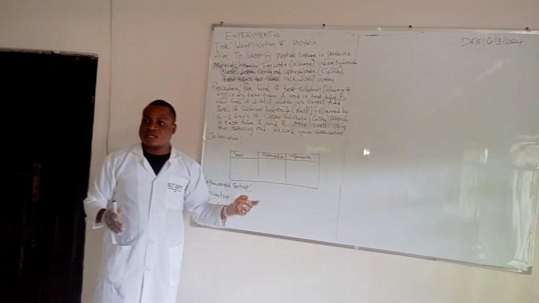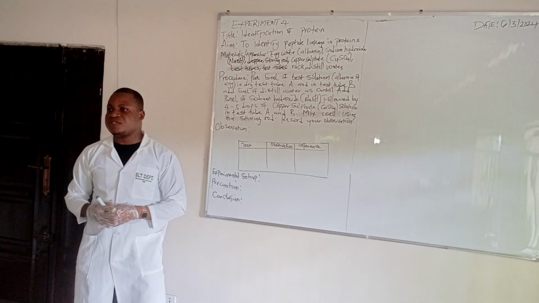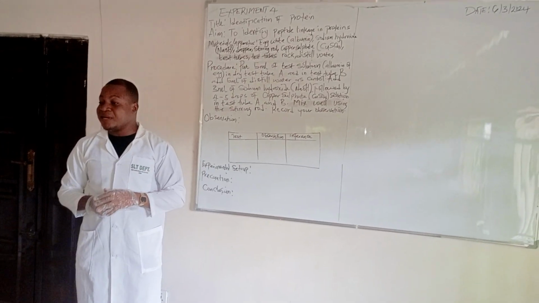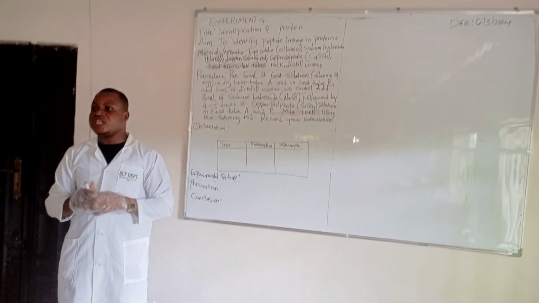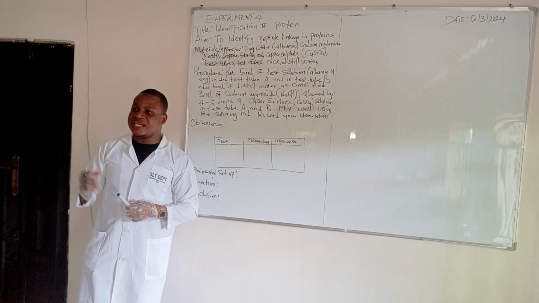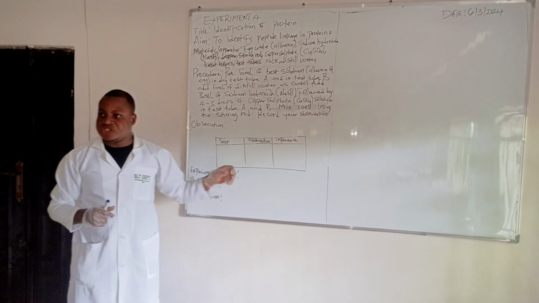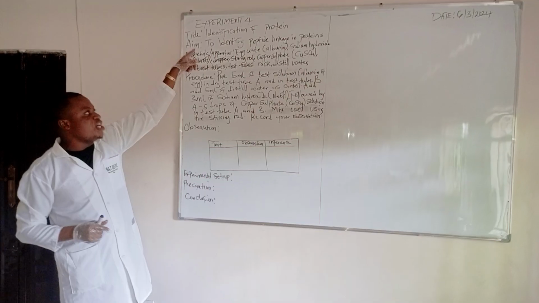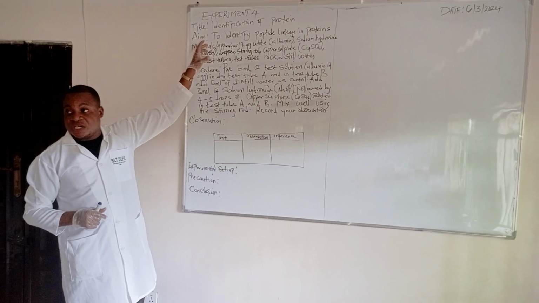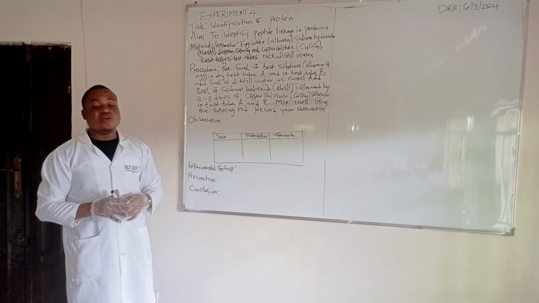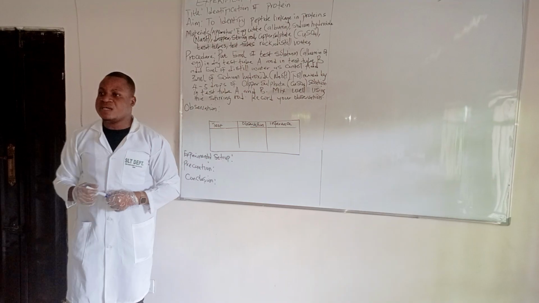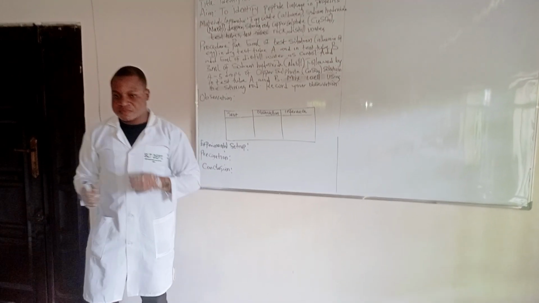Now, the next one is precautions. I've told you before, all experiments have precautions. You must follow these precautions in order to obtain a better result. Are you following? Then in conclusion, I've told you, you conclude in respect to your aim. Are you with me? So that is what we are going to look at now. Let's go to our workbench and see what we have.